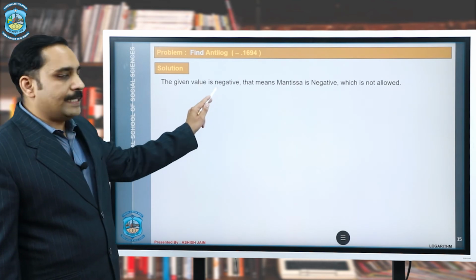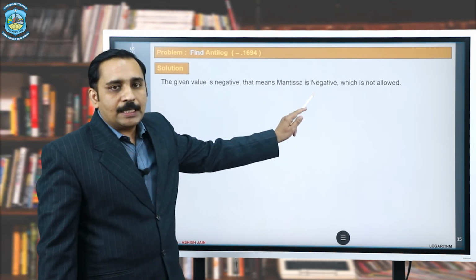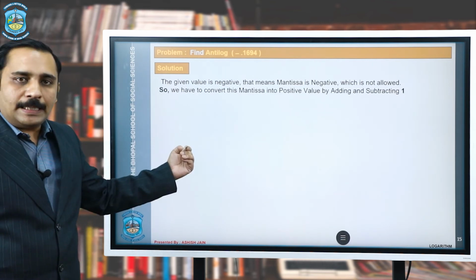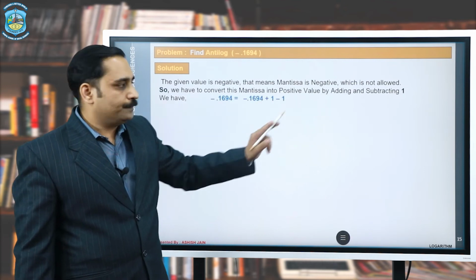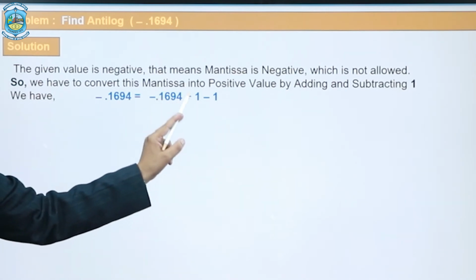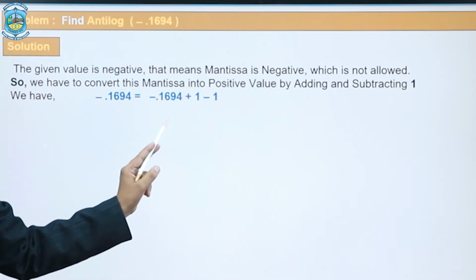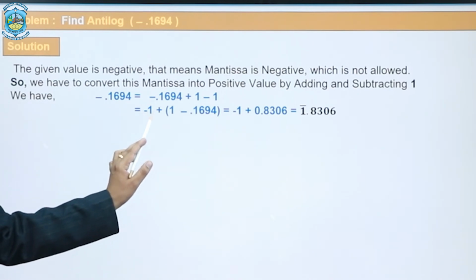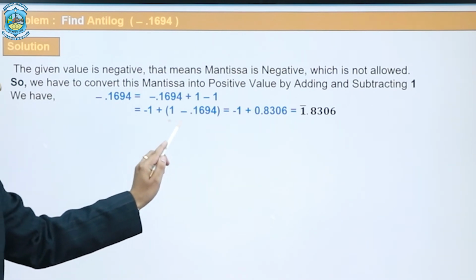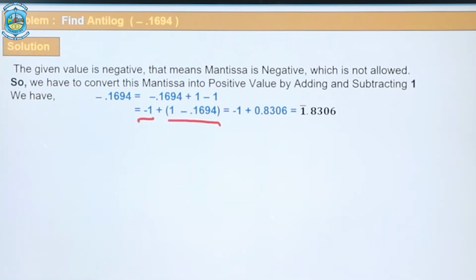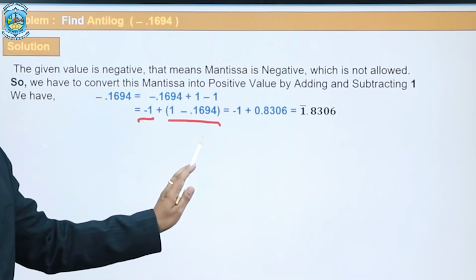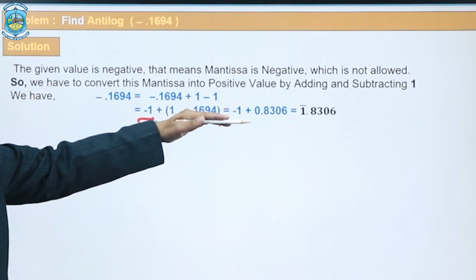So in such cases, we have to convert this negative mantissa into a positive mantissa first before solving the problem. So the given value is negative, which means our mantissa is negative, which is not allowed. So we will make this negative mantissa a positive mantissa by adding and subtracting 1. I can write this as minus 0.1694 plus 1 minus 1. On rearranging, I can write it as minus 1 plus 1 minus 0.1694. Here, this is the mantissa part and this is the characteristic part. If you recall, any log value can have a negative characteristic, but the mantissa has to be positive. That's why we are doing this plus 1 and minus 1.